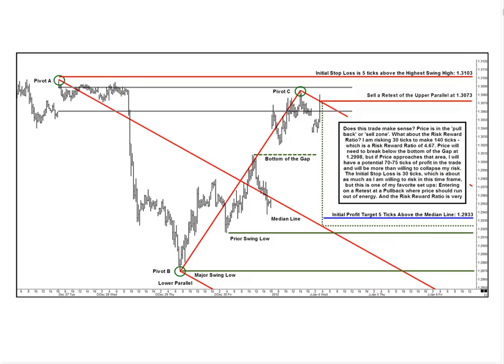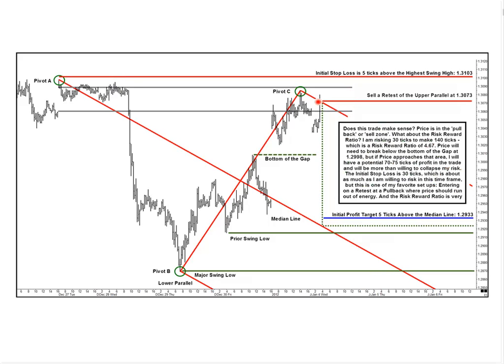Price is in the pullback or sell zone, right up in here. We call this a pendulum pullback. What about the risk-reward ratio? And again, this comes from Amos. I'm risking 30 ticks to make 140 ticks, which is a risk-reward ratio of 4.67.